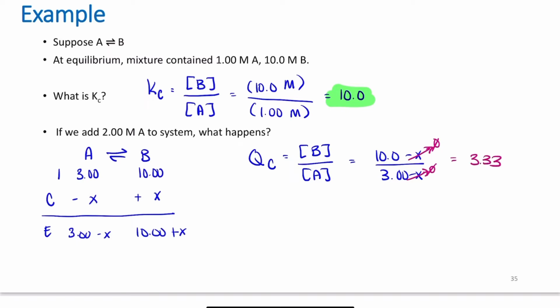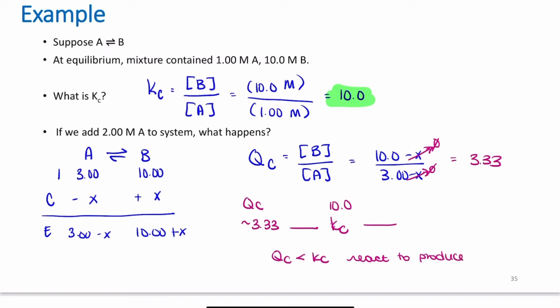The point of this is that, remember, we've got Kc, and we want to compare where Kc is to Qc. Kc has a value of 10. My Qc has a value of approximately 3.3, because I did ignore those x's. So Qc is less than Kc, which means, as we would predict based on this reaction, the reaction will react to produce more B until it reestablishes that equilibrium.